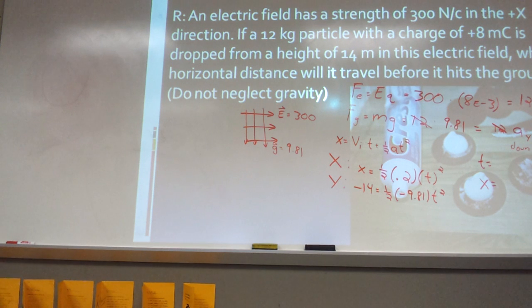Anybody get the time? 1.68. Good. 1.68 seconds for time, so it takes 1.68 seconds for it to hit the ground. In that time, how far does it go? So plug this time in here. Square it, multiply it by 0.2, and divide by 2. Or multiply by 0.5. Your choice.